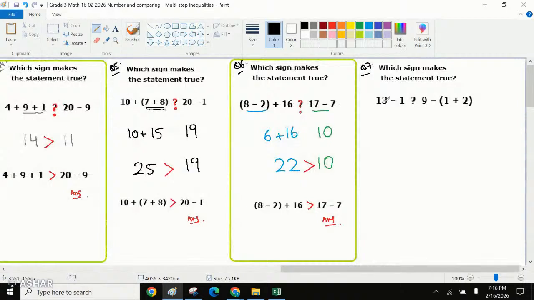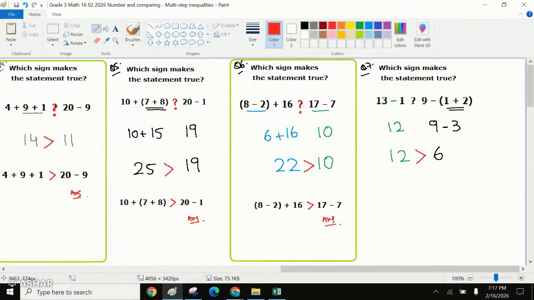On the left-hand side of the equation, we have 13 minus 1. 13 minus 1 is 12. Agreed? And on the other side, it was 9 minus, and this value was in the bracket. So if we solve the bracket, it becomes 1 plus 2 is 3. So can we say the answer comes out to be 12, and 9 minus 3 is 6. So which value should be greater? 12 is always greater than 6.